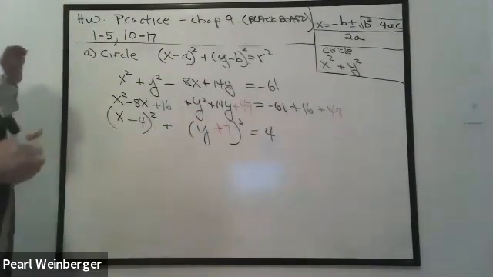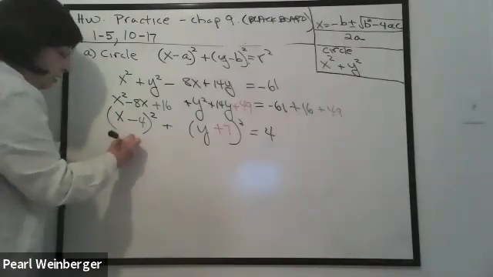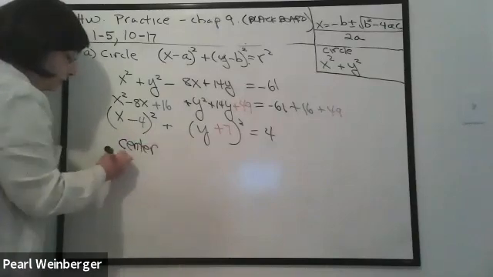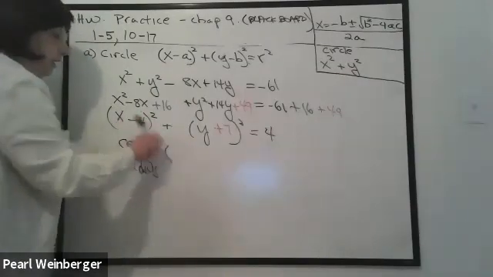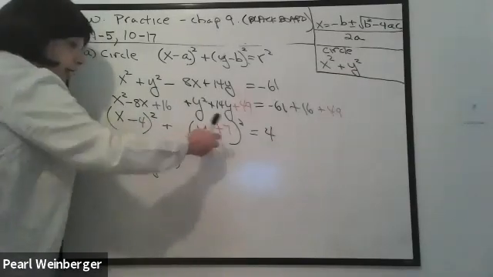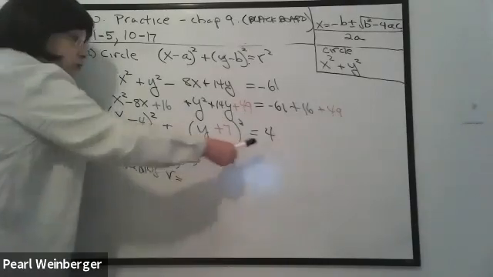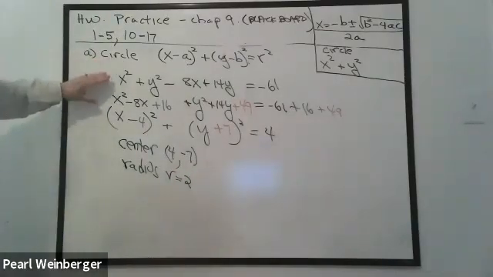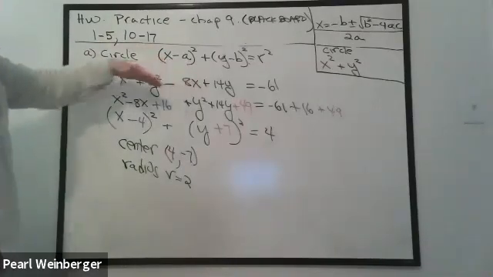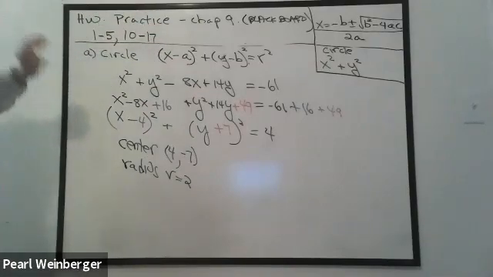And therefore, we can write the center and the radius of this circle. The center is going to be +4 and -7. And the radius is going to be the square root of 4, which is 2. So by completing the square on both the x's and the y's, I was able to put my equation back into what we call the standard format, and then we were able to find the center and the radius.